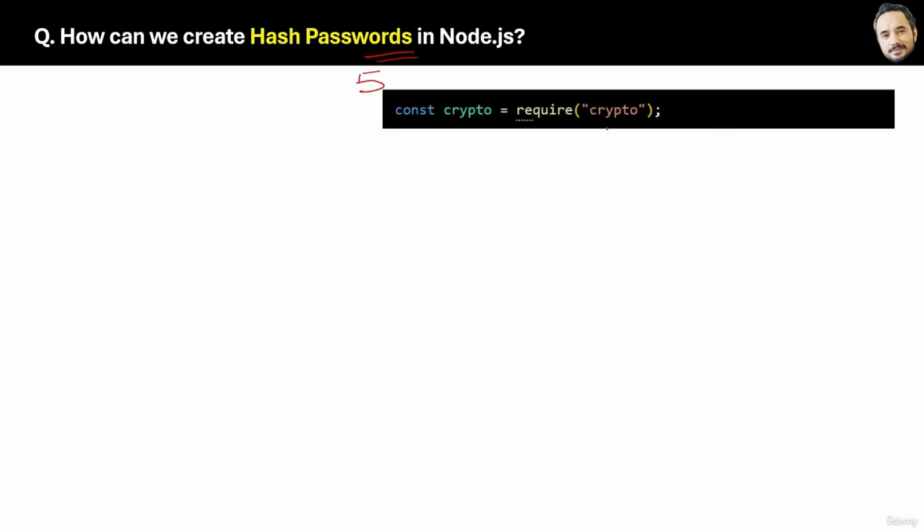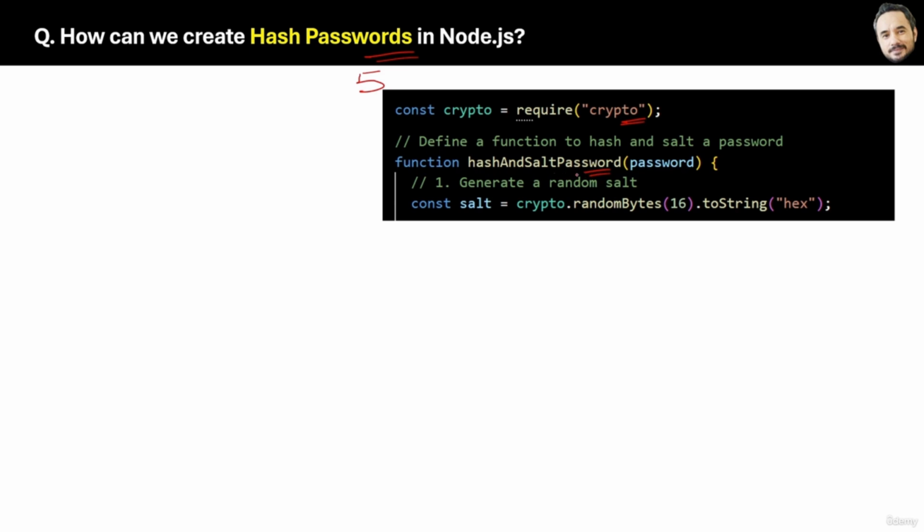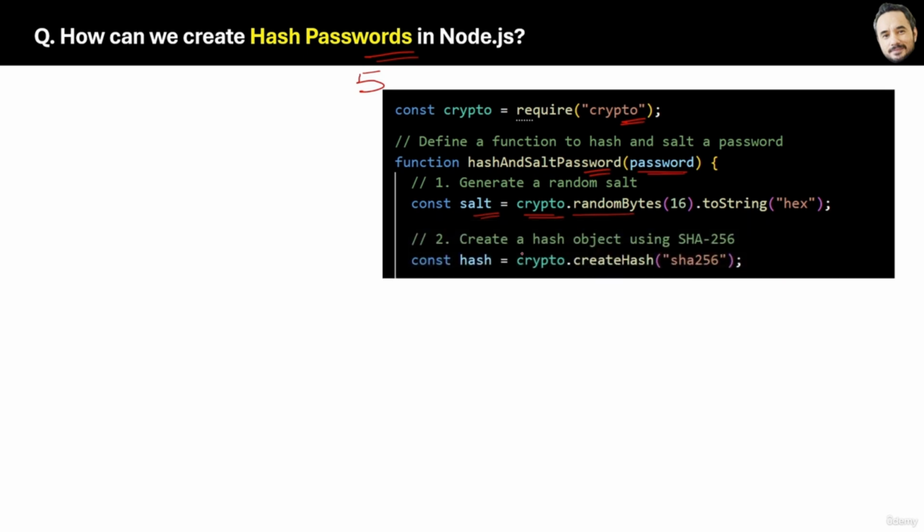First, import the crypto library. Then define a function which will hash and salt the password. Inside this function, we pass our plain text password as the parameter. Now listen carefully. Then by using the randomBytes method of the crypto library, we will generate a random salt. A random salt is nothing but a random string, okay? Then we will create the hash object using one algorithm. Here it is SHA-256. Now the hash object is there.